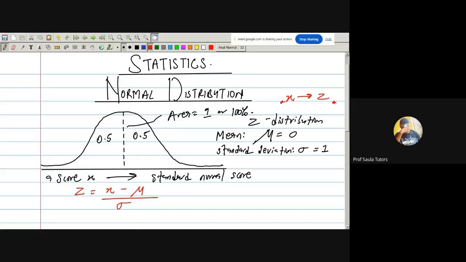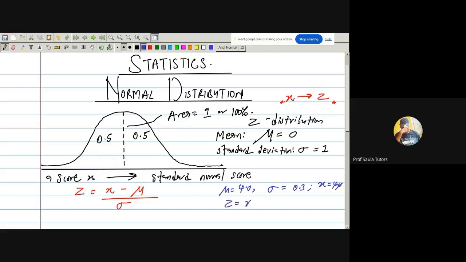Let me give you one small example. Let's assume that they give you the mean to be equal to 4.0, and the standard deviation to be equal to 0.3. And let me say your X is equal to 4.4. How do you convert the score? How can I transform this score X to the standard normal score Z? How can I do that? What do we do?